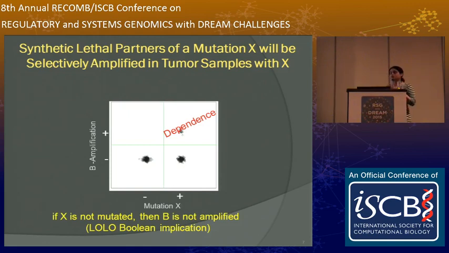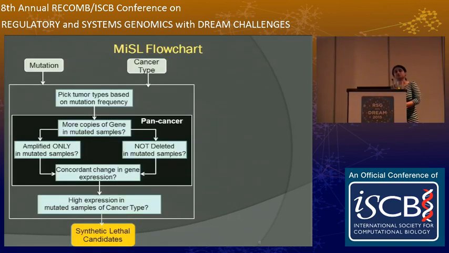And obviously, both of these relationships that I showed you, there could be many reasons why they happen when you analyze mutation and copy number data. So we put in additional filters using gene expression to at least remove some of the obvious false positives. So this is what the pipeline looks like.